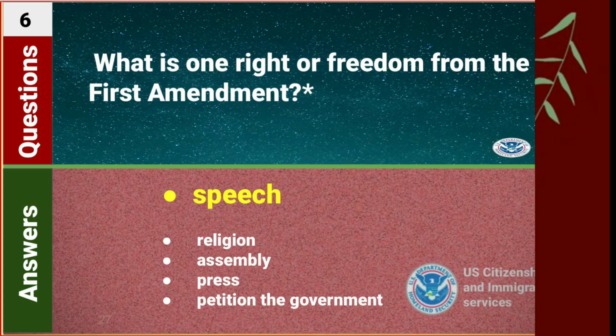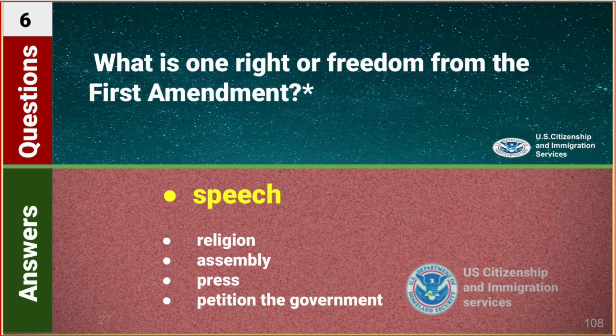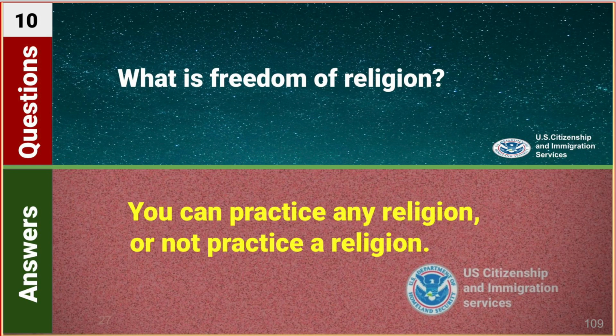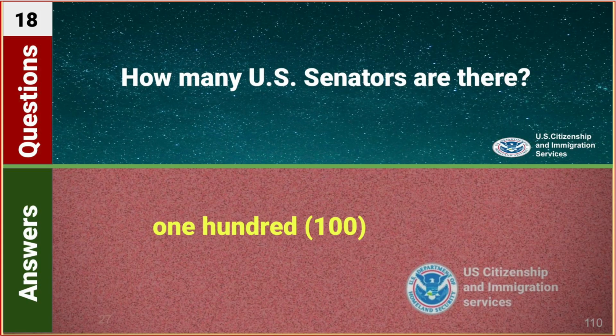What is one right or freedom from the First Amendment? Speech. What is freedom of religion? You can practice any religion or not practice a religion. How many U.S. senators are there? 100.